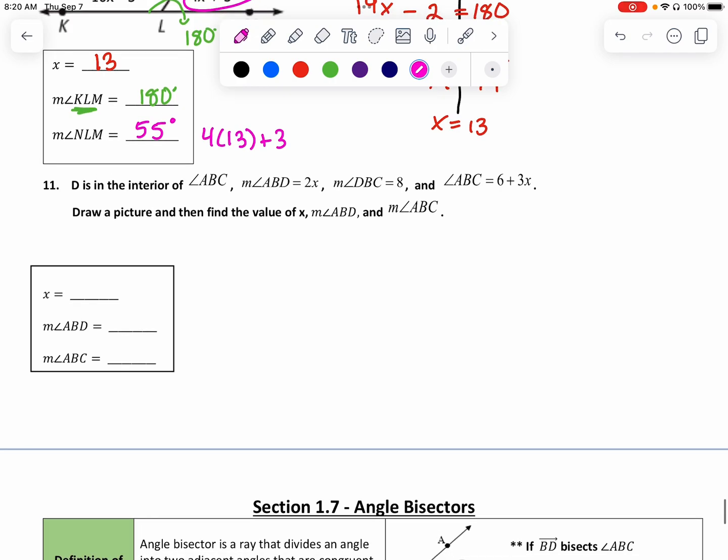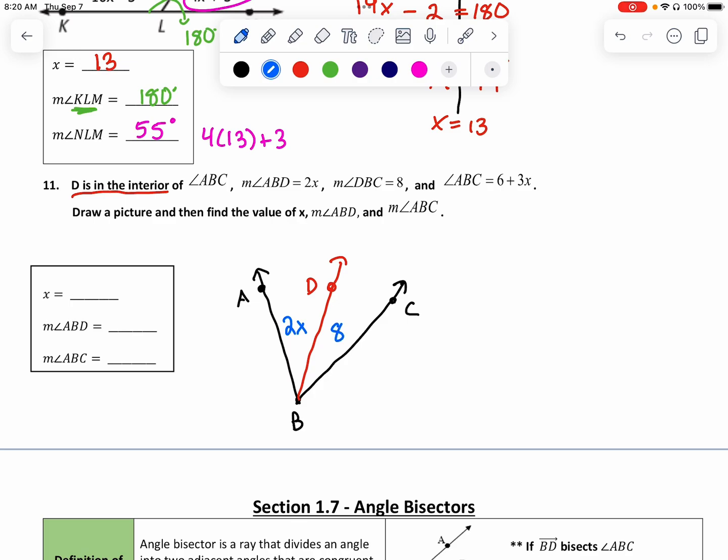All right, last problem. So D is in the interior of ABC. Okay, so I'm going to start off with drawing ABC. Again, B is the vertex because it's in the middle. And then D is in the interior of that. So somewhere in the middle, we're going to put point D. All right, it says ABD is 2x and DBC is 8. And the whole angle ABC is 6 plus 3x. So we can use that to find the value of x.